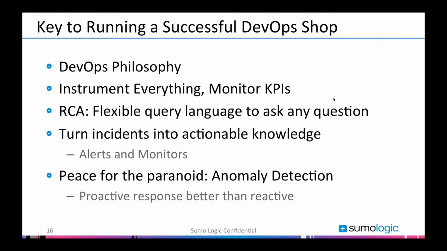And again, one thing that I'm a big fan of is peace for the paranoid. Operations folks, site reliability folks, and security folks are always wondering what's going on that I'm not looking at. And that's where the anomaly detection kicks in, because not only with monitoring are you looking at things that you know you should be looking at, you also have this catch-all engine that will detect events that you didn't know you were looking at.